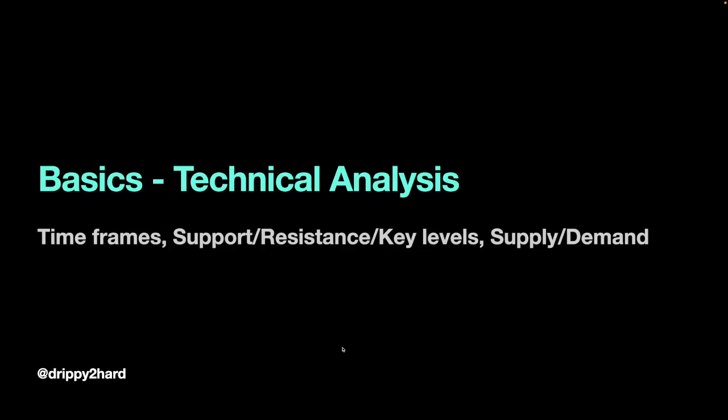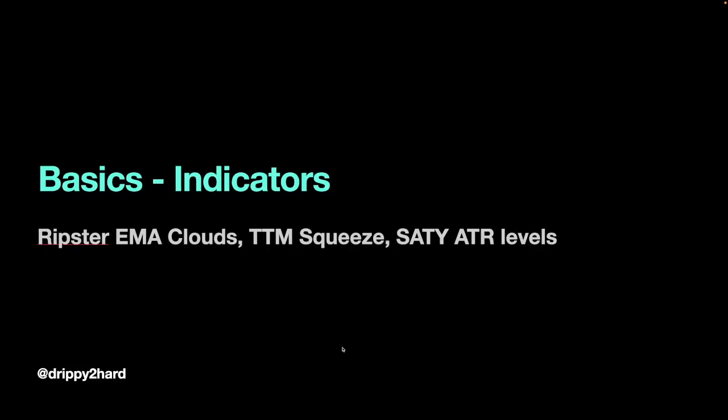So I will create my own later this week. But for now, these are the things we'll use. These are basic stuff. And then next is indicators. For me, it's the Ripster EMA clouds. Sati has a great video for it. TTM squeeze, and then Sati ATR levels, which is from the Discord mod Sati, and we'll use these three in combination with the 9/21 EMA and the levels. So this is the basic ingredient for the recipe for success.